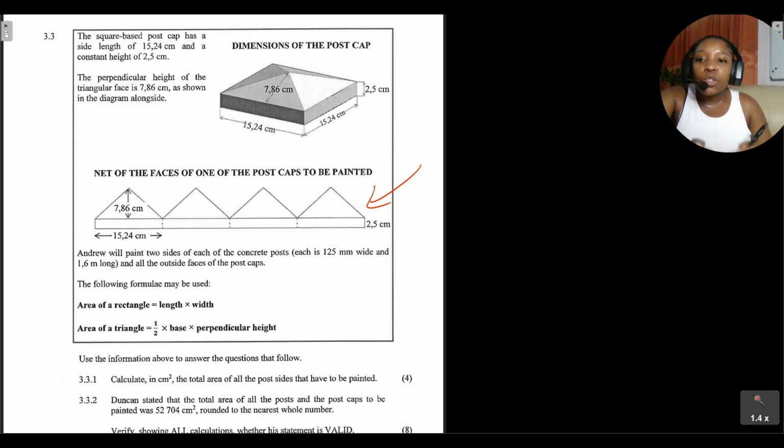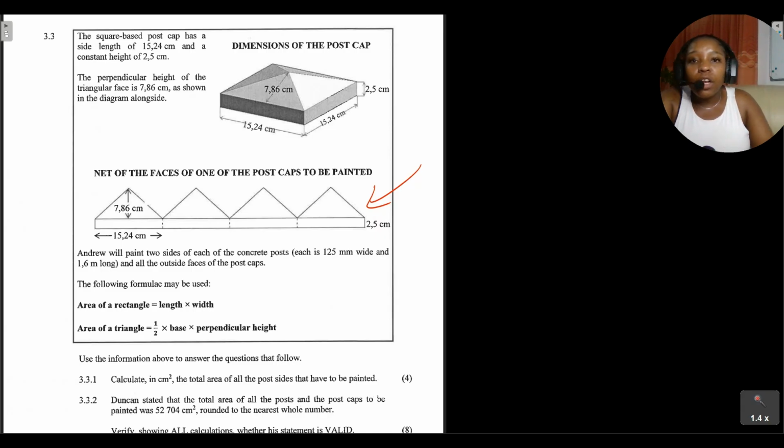Surface area. Now we are told that Andrew will paint two sides of each of the concrete posts, and that each is 1.25 millimeters wide and 1.6 meters long, and all the outside faces of the post caps. The following formulas may be used: the area of a rectangle is length times width, and the area of a triangle is half times base times perpendicular height. So question 3.3.1: calculate in centimeters squared the total area of all the post sides that have to be painted.